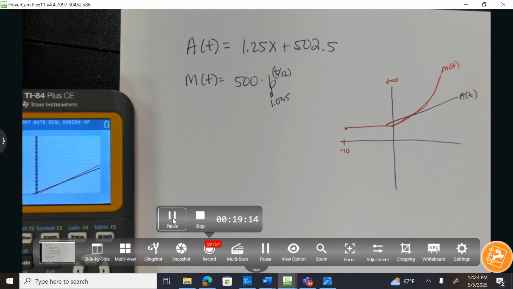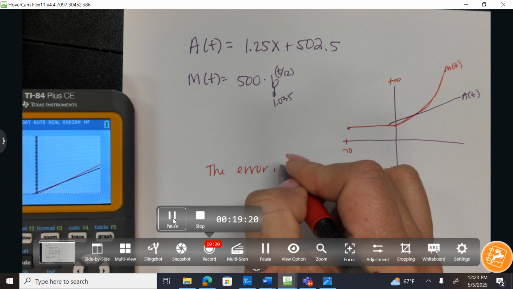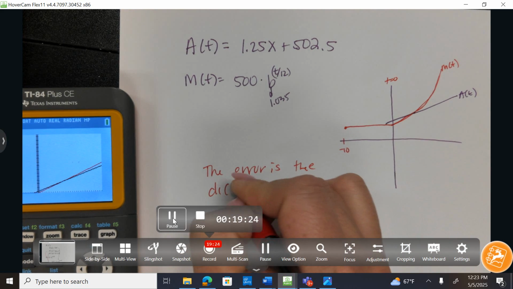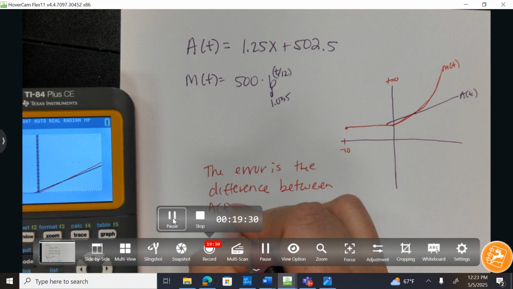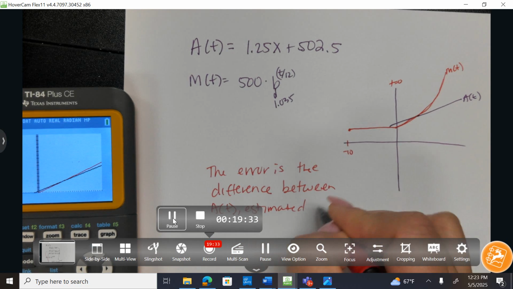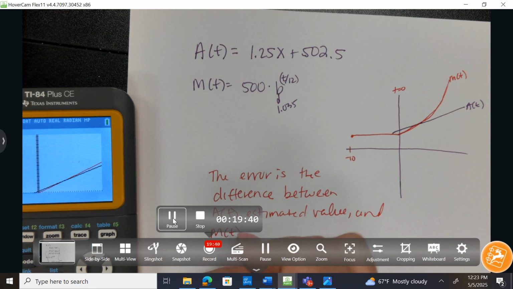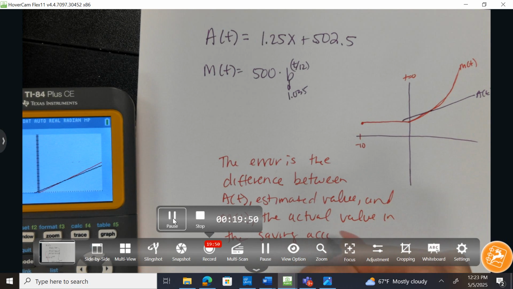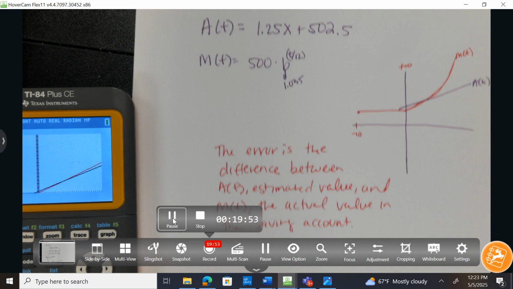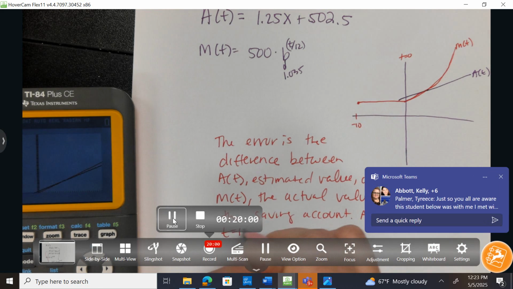Okay, here we go. So the error is the difference between A of t, which is the estimated value, and M of t, the savings account. After t equals 12, 1 second.